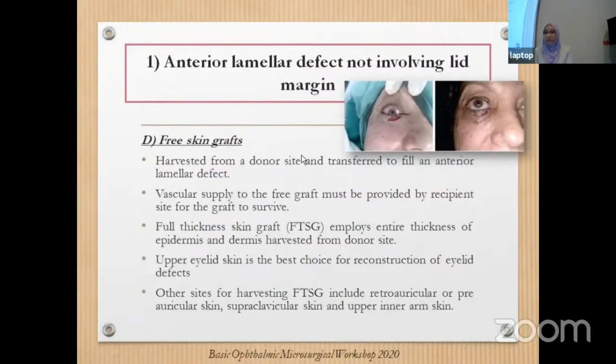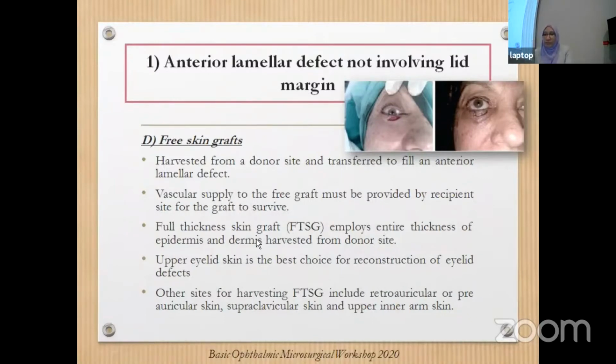This is the free skin graft. This one is usually done by the oculoplastic team. This one is for your knowledge actually. The free skin graft is harvested from a donor site and transferred to fill an anterior lamellar defect. Anterior lamellar defect is still in front of the orbital septum. So the vascular supply to the free graft must be provided by the recipient site for the graft to survive.